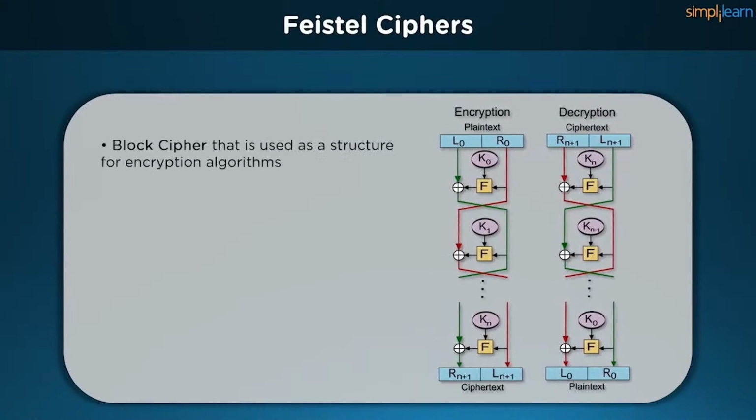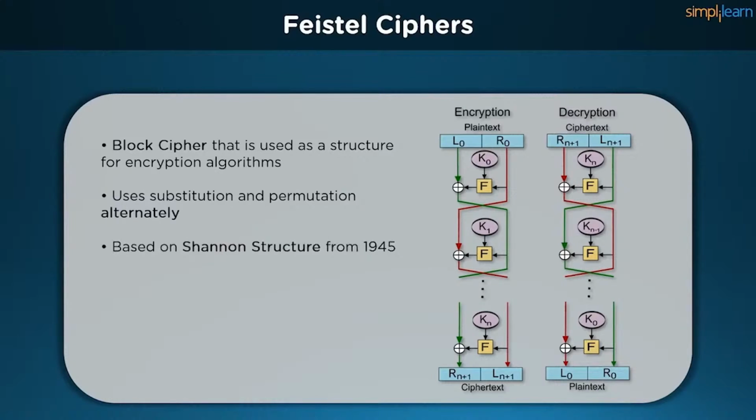A Feistel block cipher is a structure used to derive many symmetric block ciphers such as DES, which we have discussed in our previous comment. The Feistel cipher proposed a structure that implements substitution and permutation alternately so that we can obtain ciphertext from the plaintext and vice versa. This helps in reducing the redundancy of the program and increases the complexity to combat brute force attacks. The Feistel cipher is actually based on the Shannon structure that was proposed in 1945.